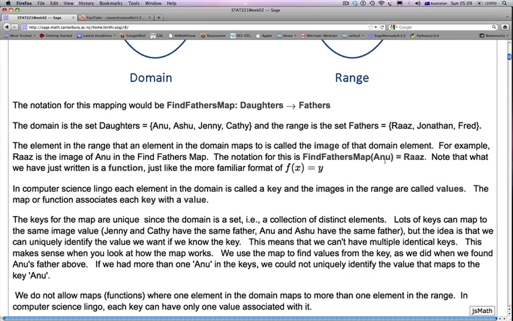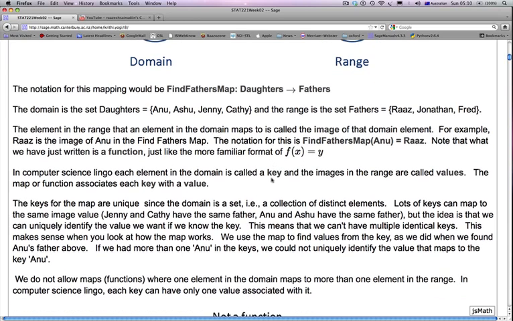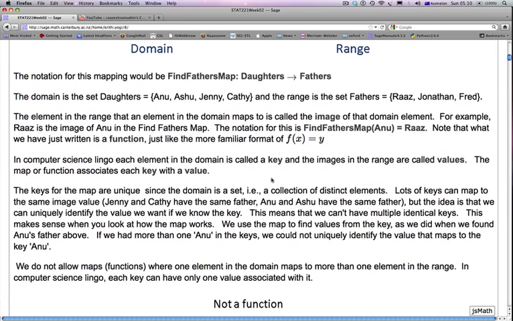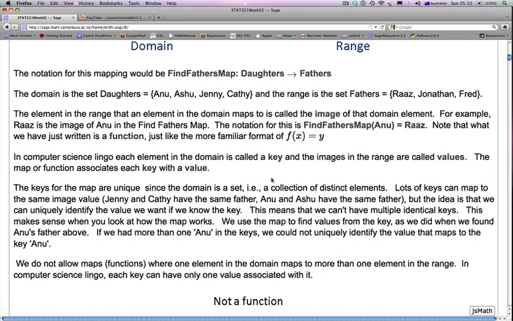Note that what you have just written is a function, just like the more familiar format of f of x equals y. In computer science lingo, each element in the domain is called a key, and the images in the range are called values. The map or function associates each key with a value. The keys for the map are unique since the domain is a set. It is a collection of distinct elements.